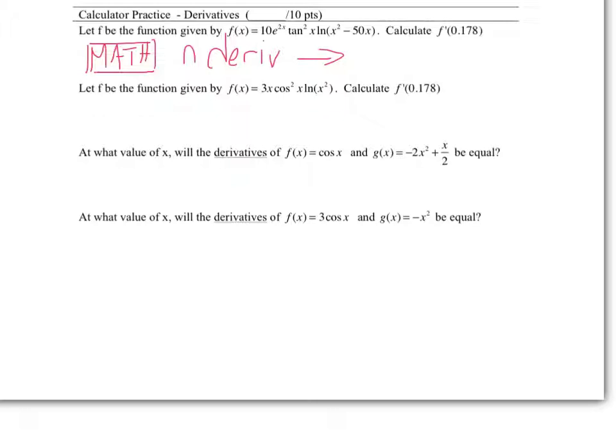As far as the second part, at what value will the derivatives of cosine x and negative 2x squared plus x over 2 be equal? The first thing you need to do is to take the derivatives of each of these. So f prime of x equals negative sine x. G prime of x equals negative 4x plus 1/2. And in these, you're going to find the intersections using the graphing and then calc for intersection.